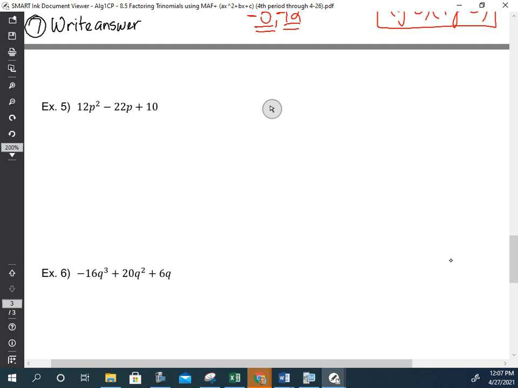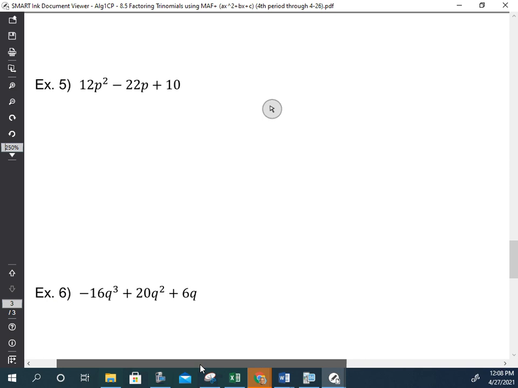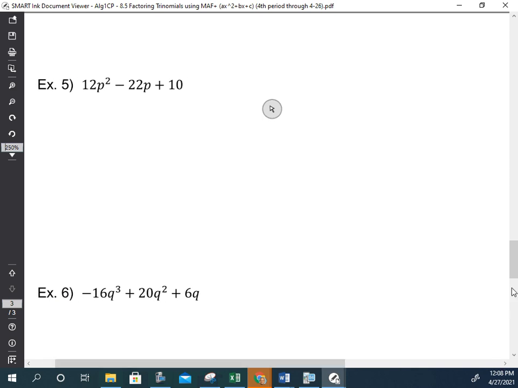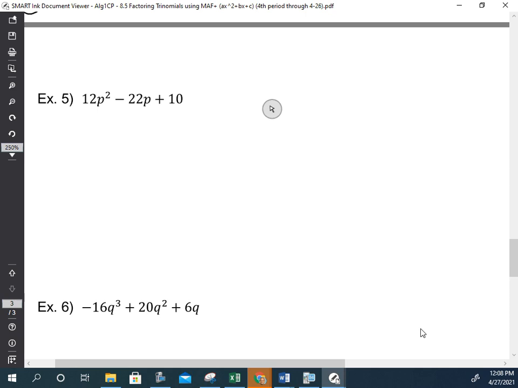So like I said, we are going to start it together, and you're going to finish it yourself. So we have 12p squared minus 22p plus 10.